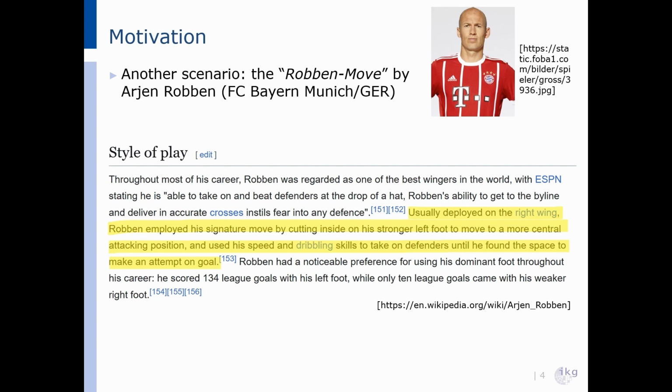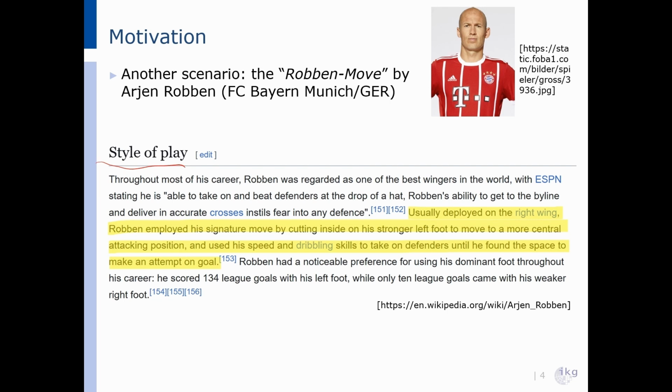And what's special about him is that he was very famous for a certain move. He has a so-called signature move, the Robben move. Looking at Wikipedia, there's an extra article for him called "Style of play", because, as I said, he has a signature move. He was always doing the same, but still very successful.